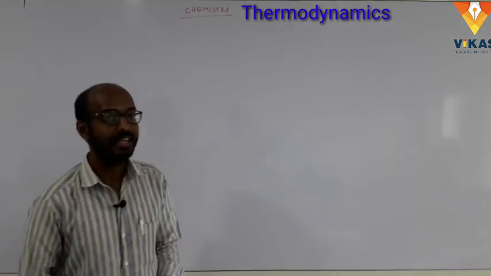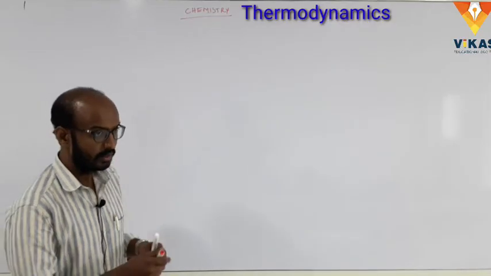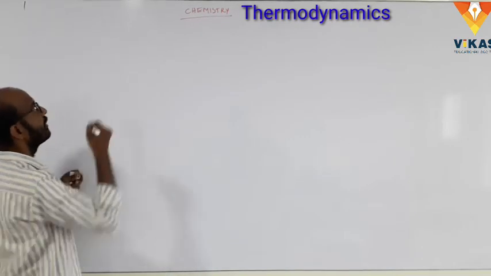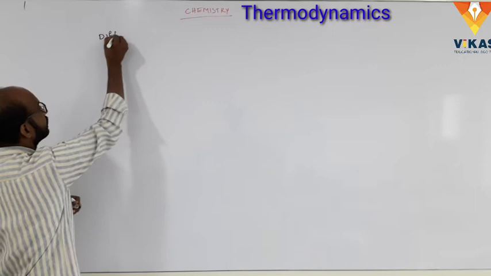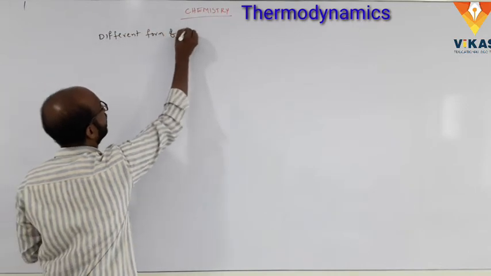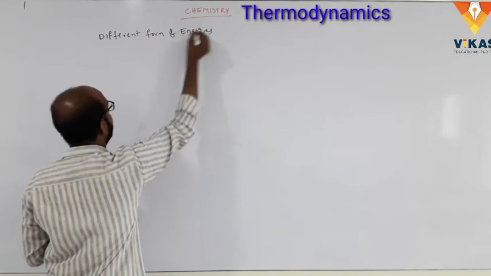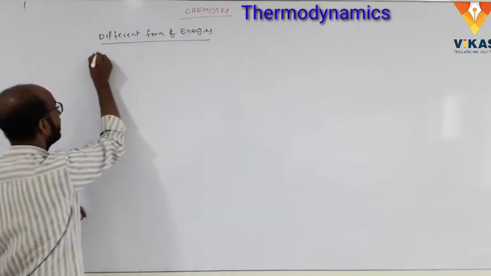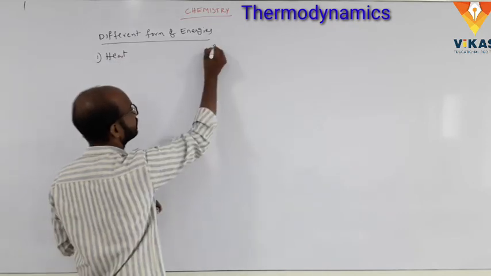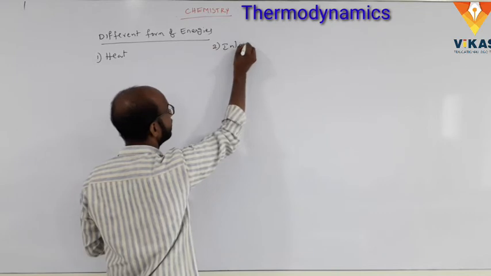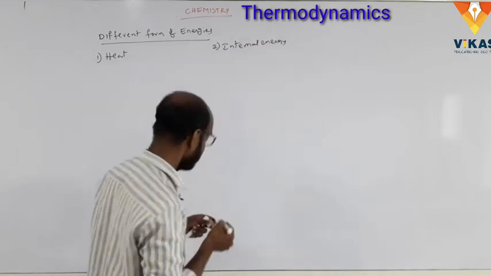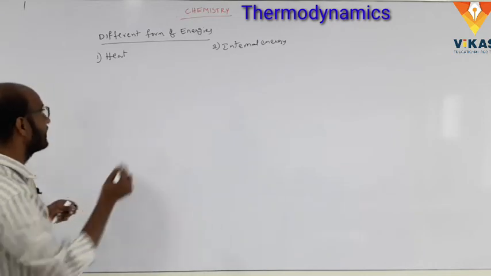In chemistry, last class I discussed the different forms of energies. Among these, one is heat and the second one is internal energy. First one, heat. What is heat?